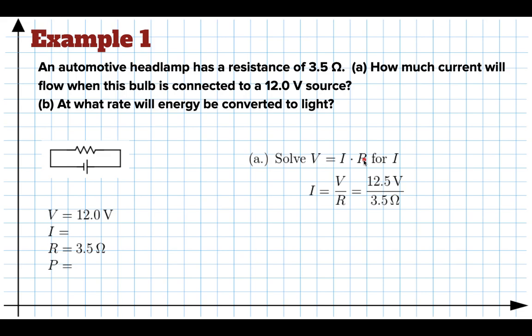So we can manipulate our equation. I is V over R. Plug in our numbers, stick that in our calculator, and we get 3.4 amps. So the current flowing in this light bulb is 3.4 amps.